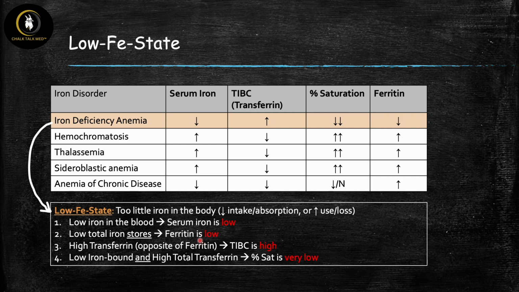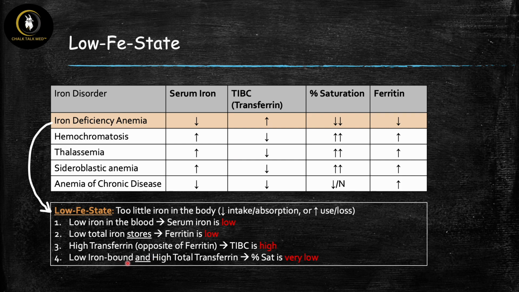Again, very straightforward. Now moving on to number 3, transferrin. The transferrin is going to be high. Remember, one of our golden rules is that ferritin and transferrin go in opposite directions. So if ferritin is low, transferrin is going to be high, and therefore your TIBC, which is essentially the measure of your transferrin, is going to be high, and that explains that one right there.